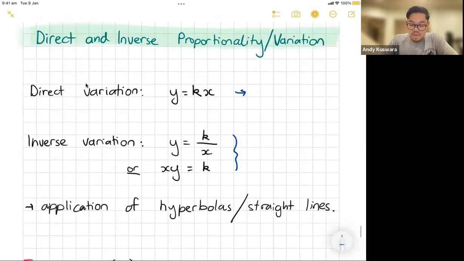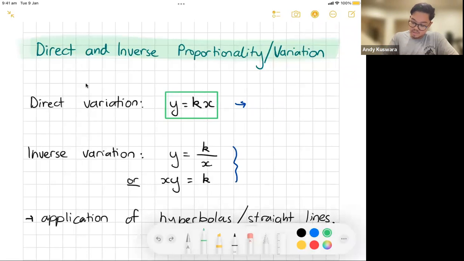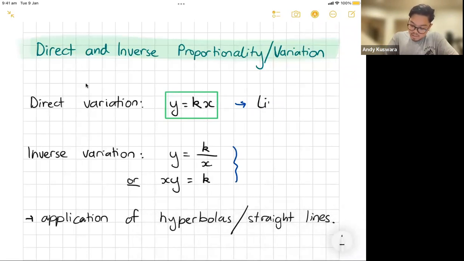Okay, now there's one more thing. I'm going to touch on this in class, but it's direct and inverse proportionality, or variation. It's just the application of hyperbolas and straight lines. Okay, if we're talking about direct variation, I need you to be thinking, what type of graph is this? What type of graph will it give us? x is just a singular power, so we know that this is actually linear. Okay, or in other words, some sort of a straight line.